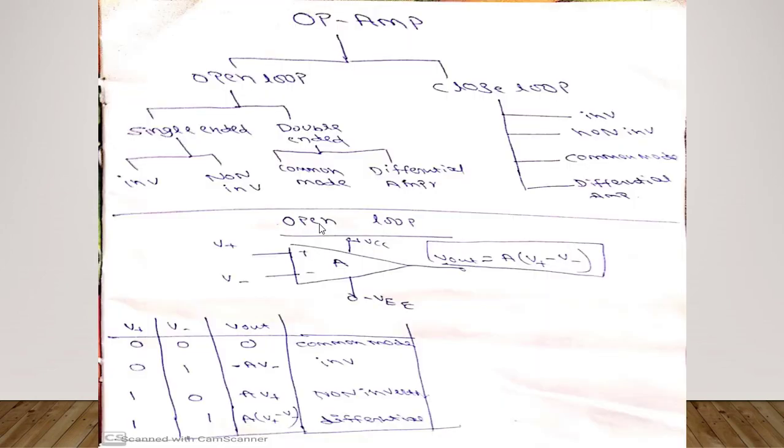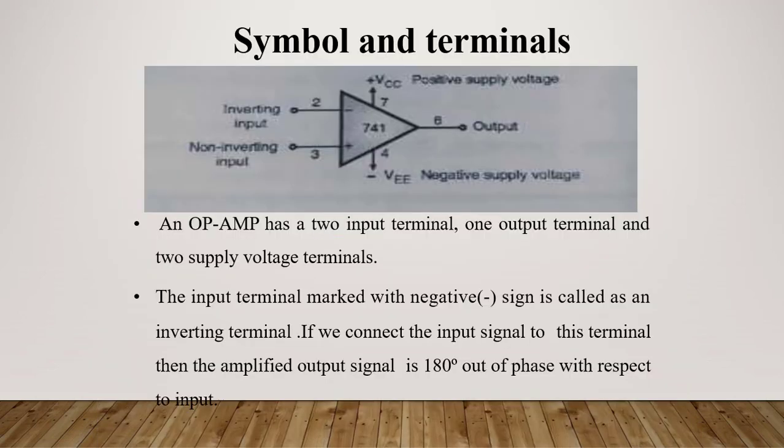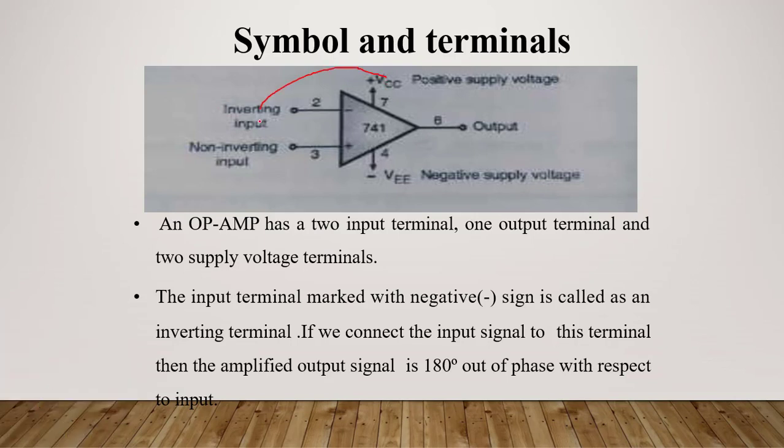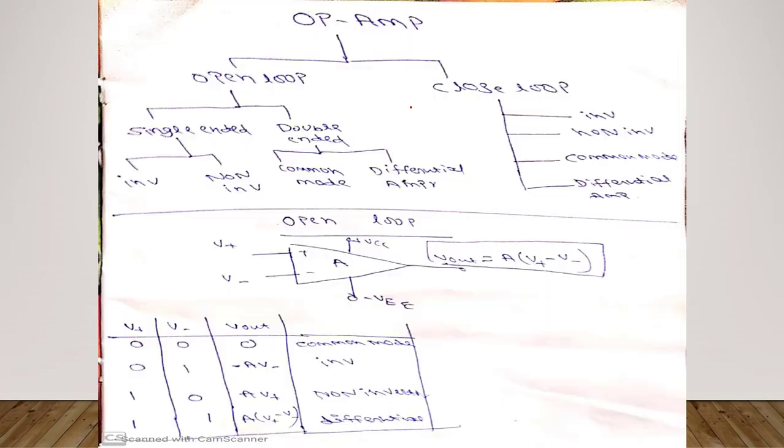Before going to that, some classification. In op amp, usually we have two types: one is open loop, another is closed loop. Open loop means whatever we have in this diagram, exactly this portion. This is called open loop. There is no connection between output and input. This portion is known as open loop.